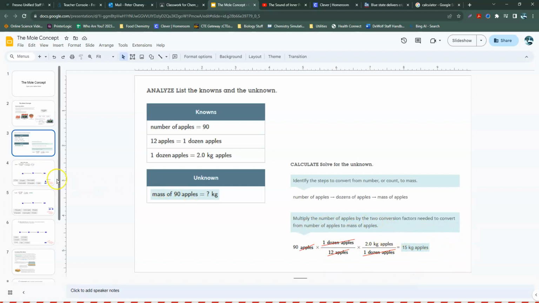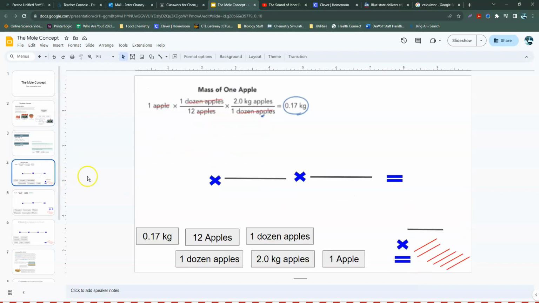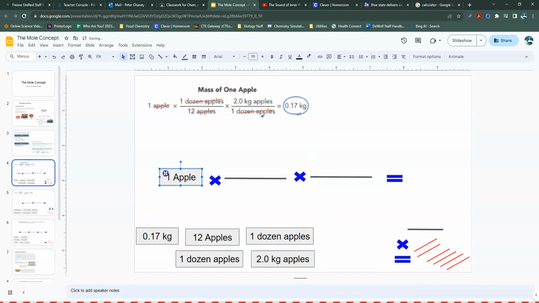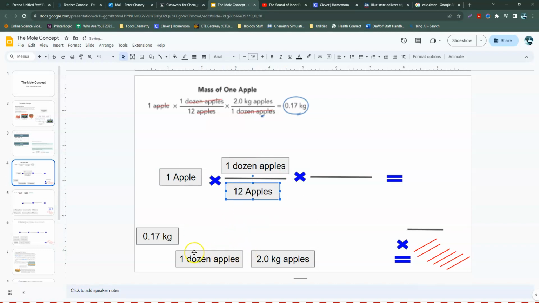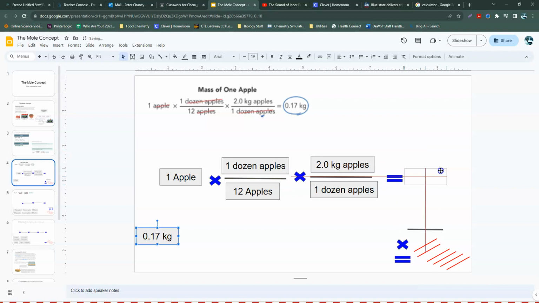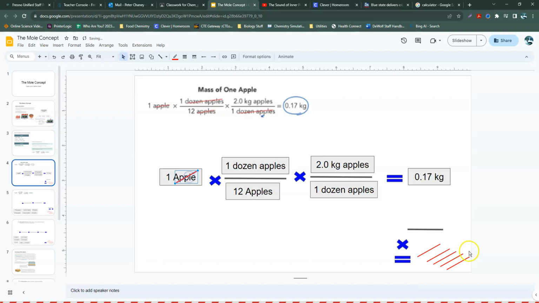So here's your task for slides 4 and 5. You're simply using these boxes to replicate what's right here. So if I were to replicate this, I'm going to take the box of an apple, I'm going to take 1 dozen apples here, just like the picture is showing me. I got 12 apples on the bottom, I've got 1 dozen down here, I've got 2.0 kilograms up here, and the answer is this. And yes, we are going to use the red lines to cover up like terms so that we know what we're trying to calculate for.